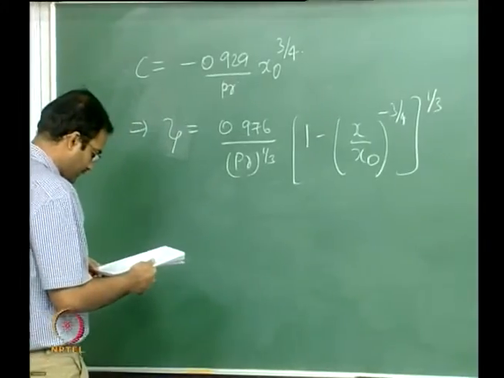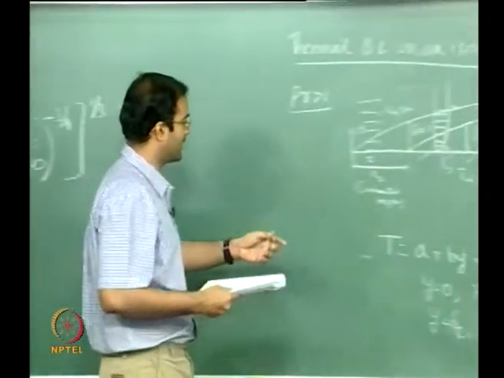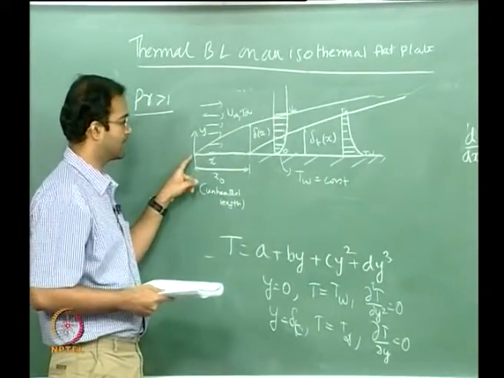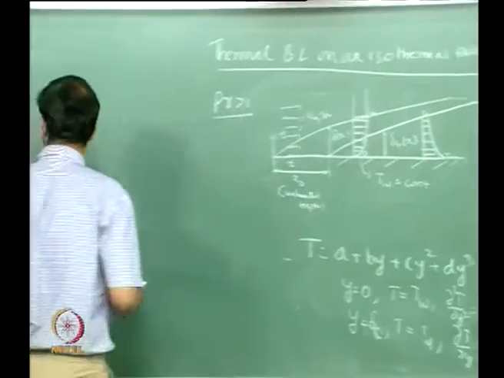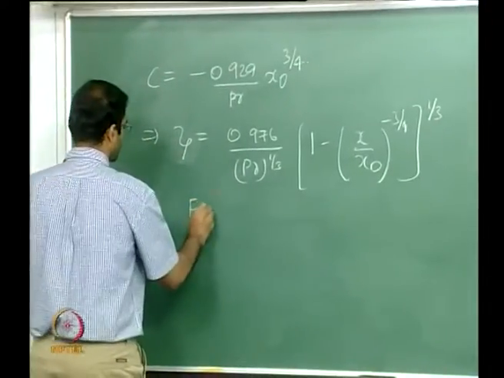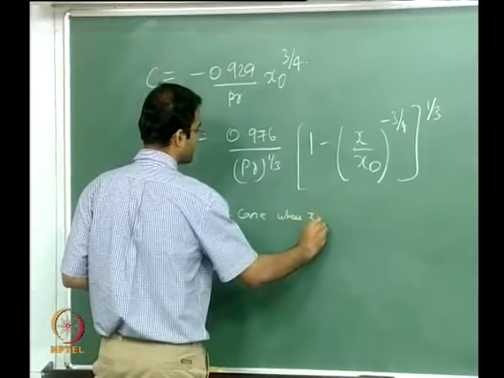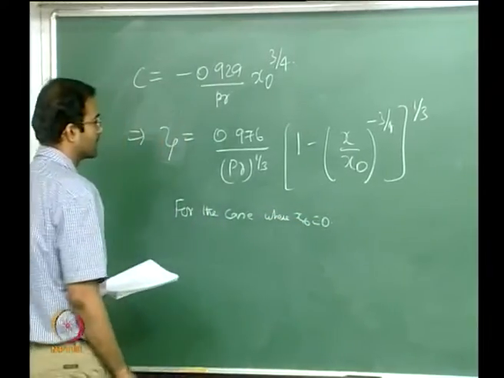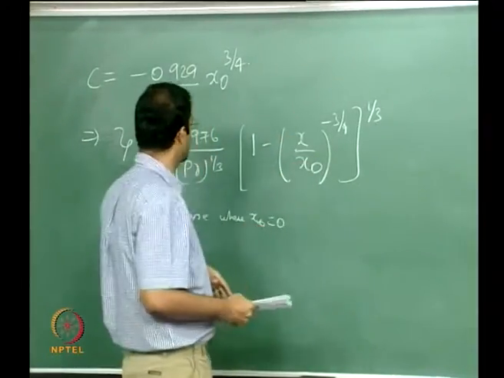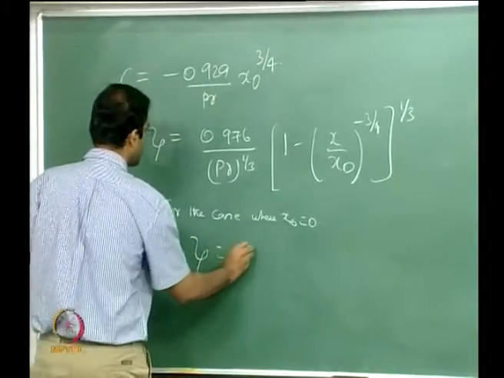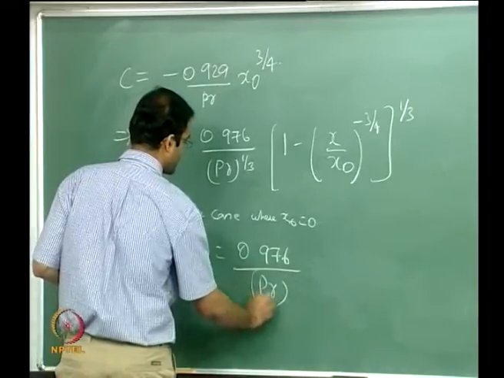And to derive a specific case, for the case where you don't have the unheated length, that is you start maintaining a wall temperature condition right from the beginning at x equal to 0, so for the case where x naught equal to 0, this is x naught by x to the power 3 by 4, so this will go to 0, and therefore your zeta will be simply 0.976 divided by Prandtl raised to the power 1 by 3.